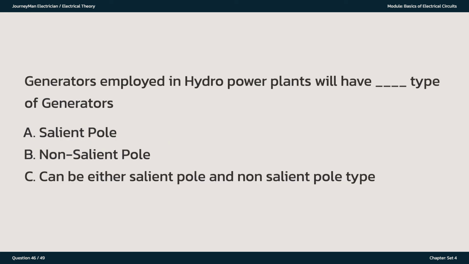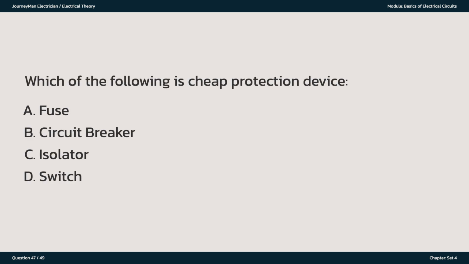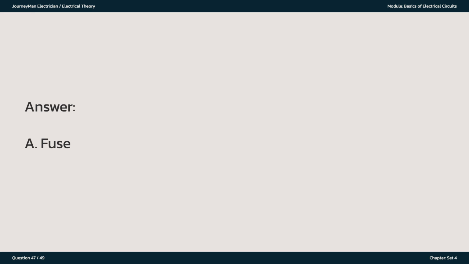Generators employed in hydropower plants will have which type of generators? A. Salient pole, B. Non-salient pole, C. Can be either salient pole or non-salient pole type. The answer is A. Salient pole. Which of the following is a cheap protection device? A. Fuse, B. Circuit breaker, C. Isolator, D. Switch. The answer is A. Fuse.